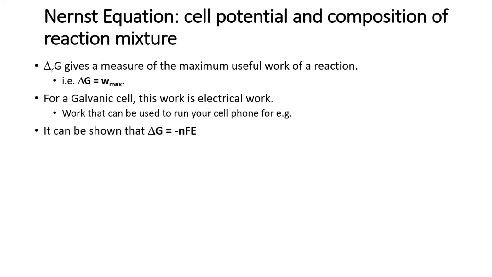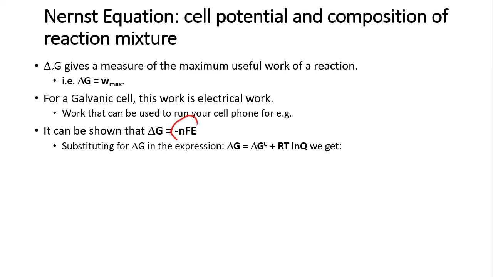Now, delta G is equal to minus NFE, where N is the number of moles of electrons, F is the Faraday's constant, and E is the potential. Now, what we could do is to substitute wherever there is delta G, we can replace that with minus NFE. Put right there and also right there. If we do that, then we'll end up with this equation here.